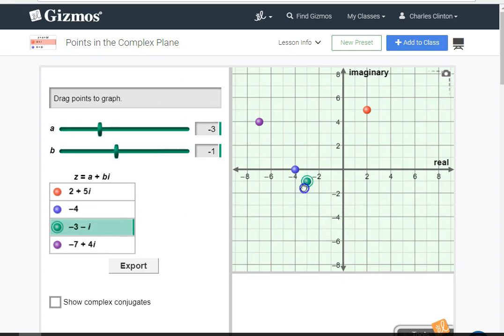And this green one I'm going to put on a vertical axis. I'm going to put it right there. So this one's called -5i. Okay, so hopefully you can see, you get a sense here of the points and the way the axis works. I'm going to try to export this and put this into our notes.